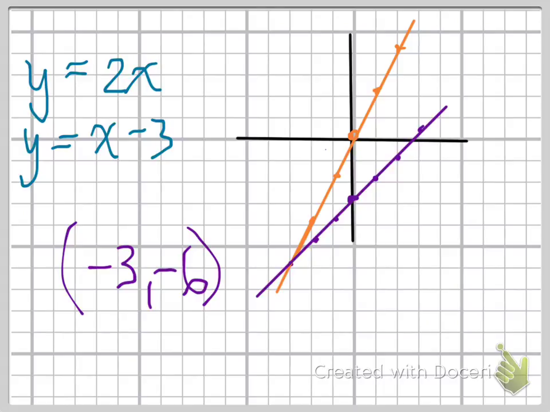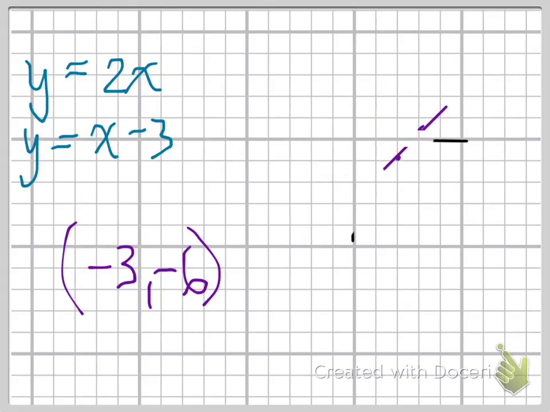Now, I'm going to erase this graph, and I'm going to plug that solution into both of my equations because I'm not positive that I am correct. I'm going to check my work. So I'm going to erase my graph very quickly. Okay.